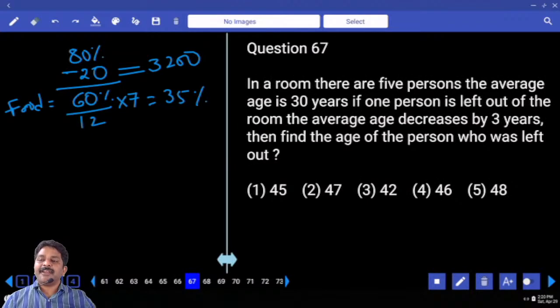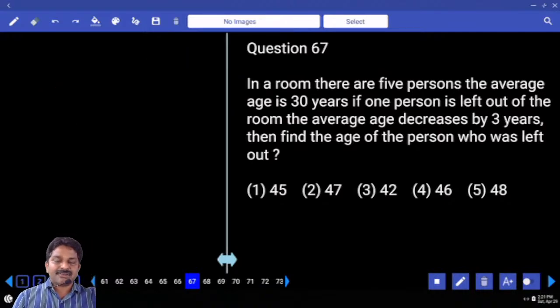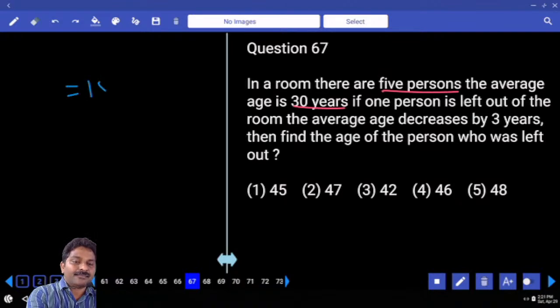In a room there are 5 persons. The average age is 30 years. If one person left the room and the average decreased by 3 years, find the age of the person who left. Okay. So now, if you want to calculate how many persons are there and their average is 30, what is the sum? 150.